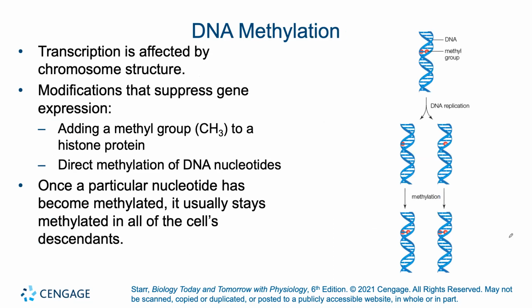Transcription is affected by chromosome structure. We talked about this earlier when we were talking about development. Modifications that can change gene expression include adding a methyl group to a histone protein or methylating the DNA directly, and that can produce something called heterochromatin. Let's write that down. And what is that? That's untranscribable DNA.